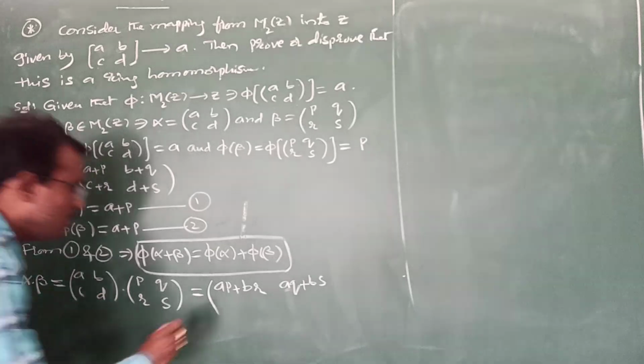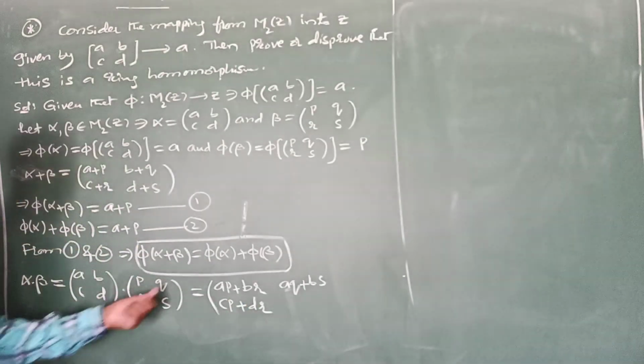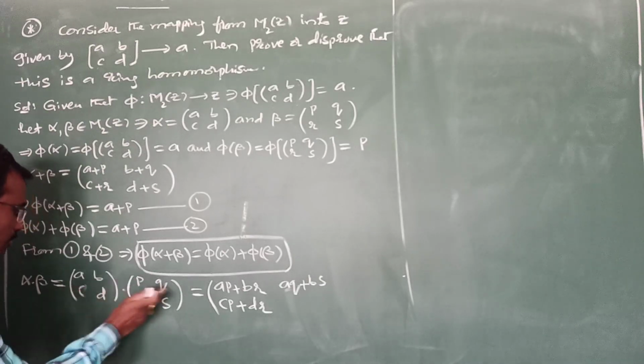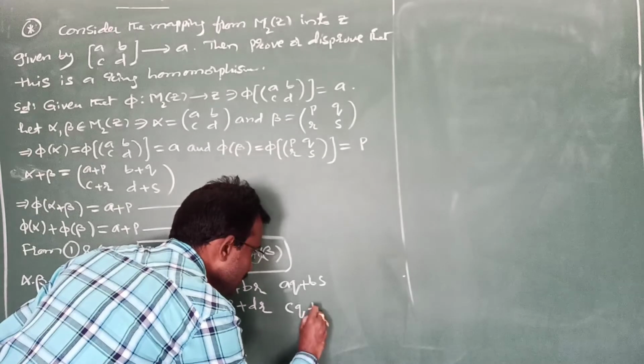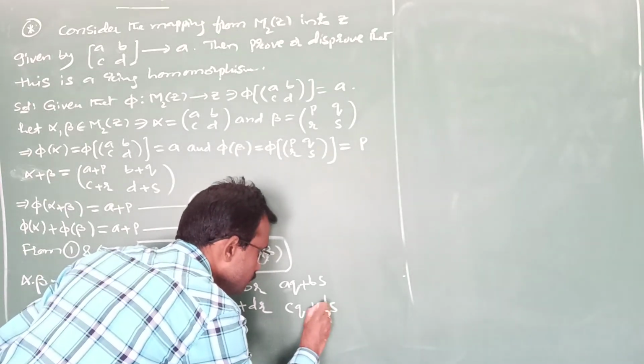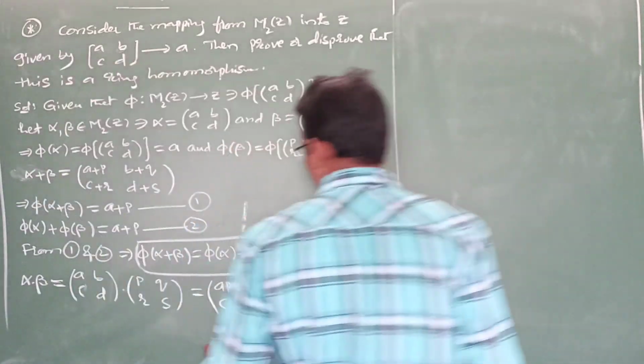Next one is what? CP plus DR. And the last one is what? CQ plus DS. This is your alpha into beta simplified form.